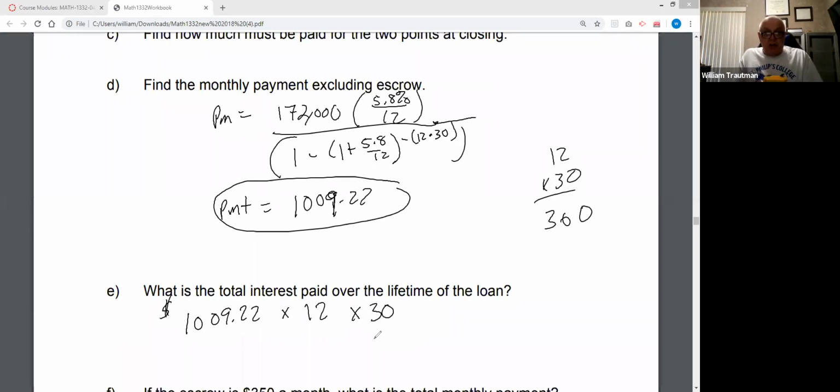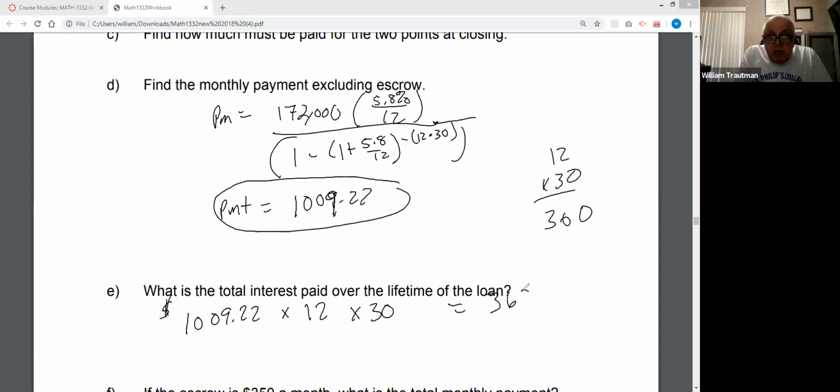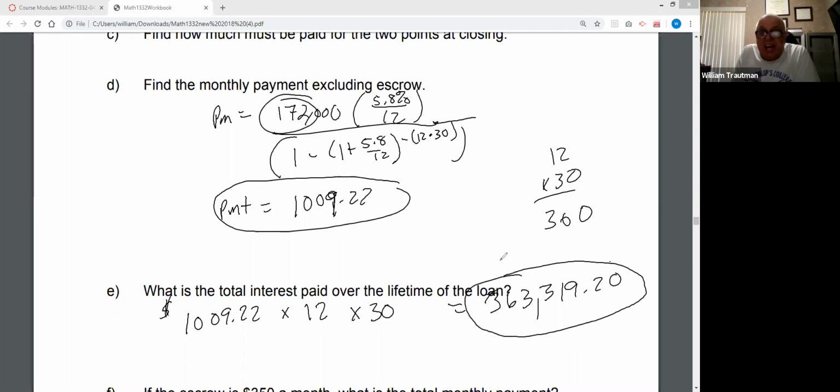So let's put that in our calculator. 1009.22 times 12 times 30. It's an awful lot of money, and people have a hard time realizing this. You buy a house for $172,000, you have to pay the bank $363,000 back. That's double. That's a lot.